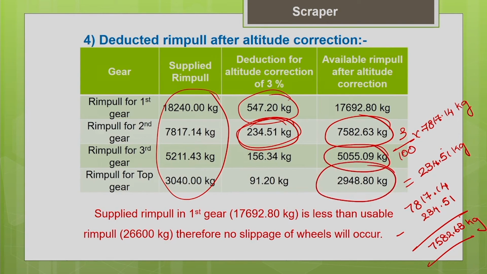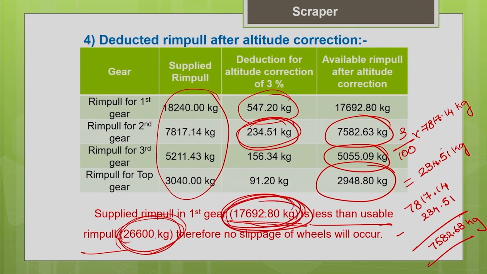One thing to be noted is the supplied rim pull, 17,692.8 kg, is lesser than the usable rim pull derived based upon the coefficient of traction. Based on coefficient of traction, we have found that the maximum usable rim pull is 26,600 kg. Based upon the engine power, we have found that it is 17,692. So, this is less than this. So, now the actual available rim pull is going to be 17,692.8 kg. The usable is 17,692.8 kg, and there won't be slippage of the wheel, because it is lesser than 26,600 kg, so there is sufficient coefficient of traction.